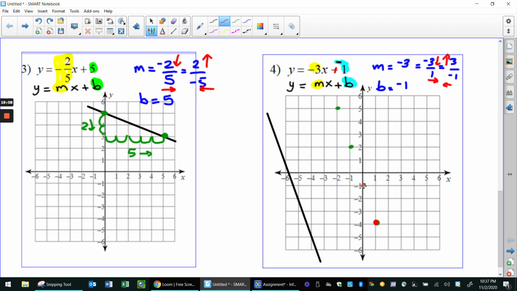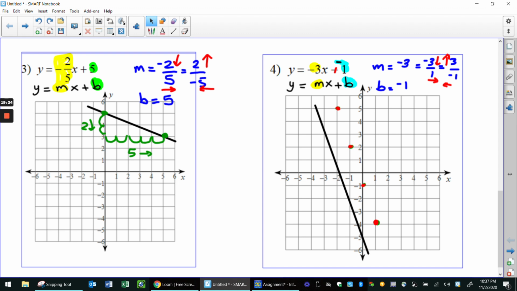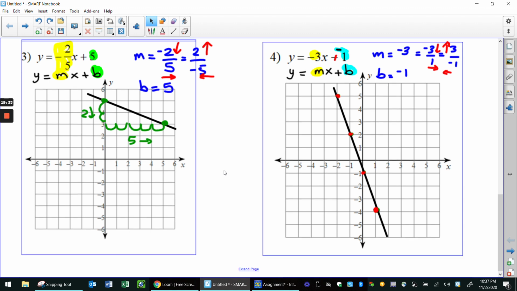So I'm going to start at my beginning point, which is negative 1. I can go up 3, 1, 2, 3, and to the left 1. And I can actually continue that, 1, 2, 3, to the left 1. I have enough room in my graph, as you can see. This time we had enough room. And I'm going to go ahead and take my line and just connect the points, and there I have it. So I've graphed this equation. Oh, very good.